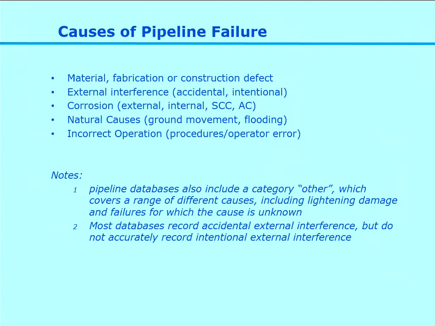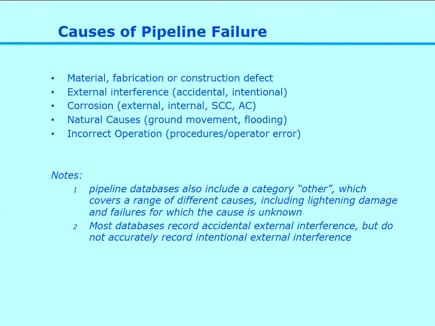So the main causes of pipeline failure are generally categorized as material, fabrication or construction defects; external interference, either accidental or intentional, although there is a problem with intentional external interference, which we'll consider a bit later on; and corrosion, which is very, very important for any kind of high pressure pipeline. And any of you who've got an interest in corrosion, I'm sure you'll end up with a very good and lucrative career, because corrosion issues are very important, particularly because in most areas the pipeline population is aging.